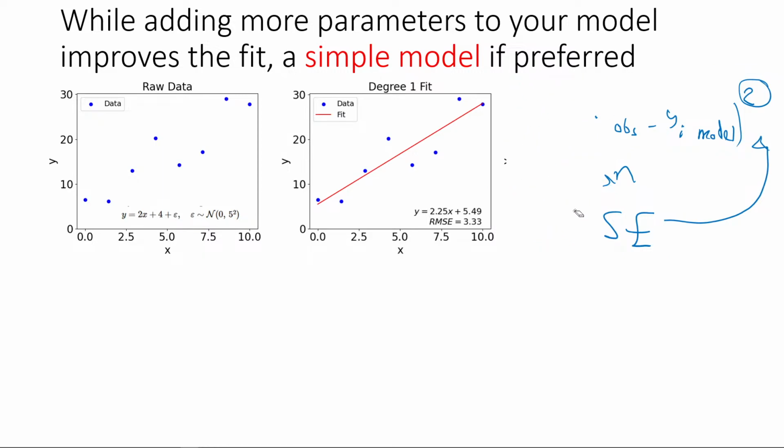So here I'm using a root mean square error. That might be a better metric. I mean, it's not perfect. It's not a good metric either, but it might be a clearer metric to compare different models.